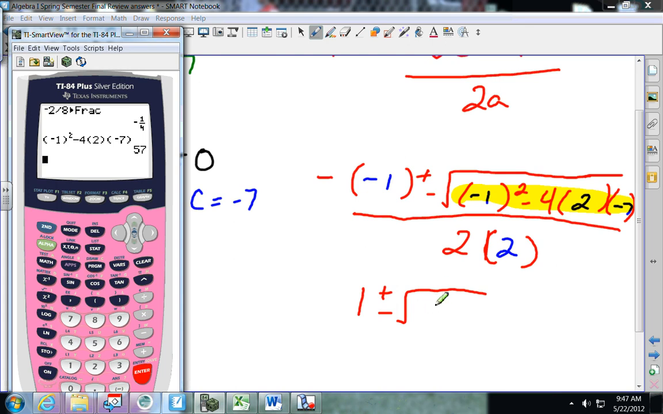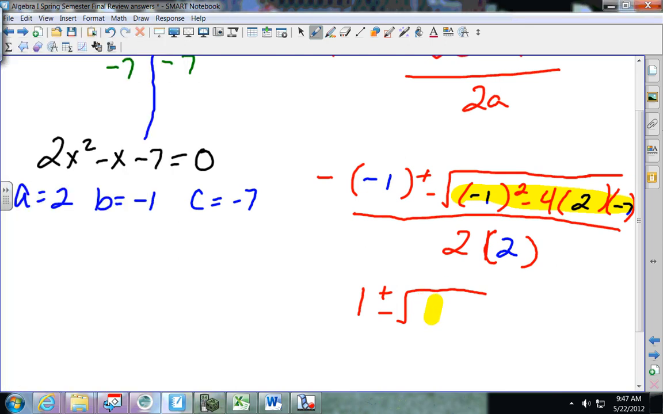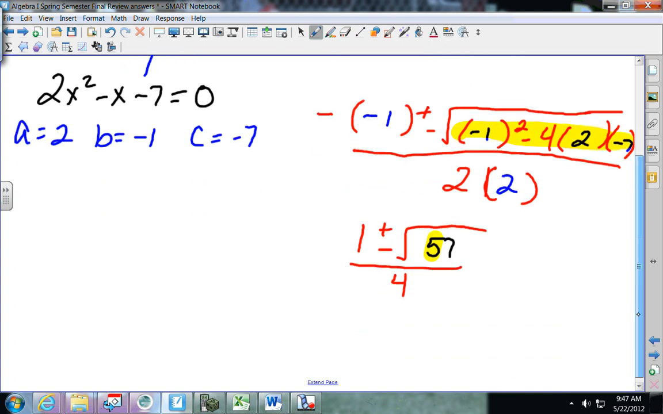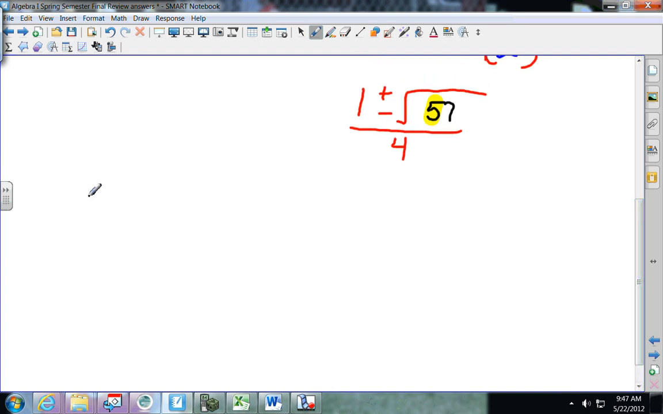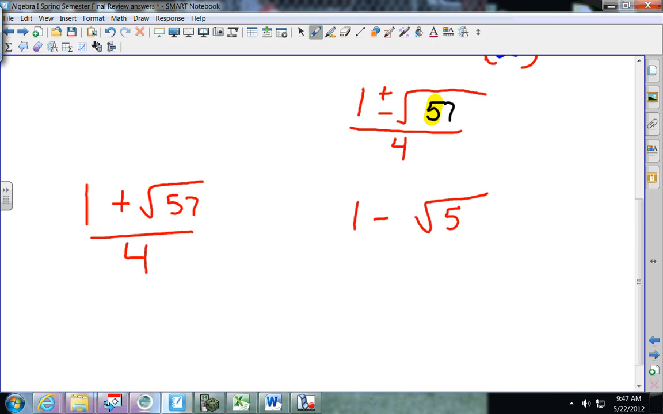So I'm going to put 57, and all over 2 times 2, which is 4. Now, there are 2 roots for a quadratic, so I'm going to do this. You have 1 plus the square root of 57 divided by 4, and 1 minus the square root of 57 divided by 4. Well, in the calculator, we need to do the top part first.